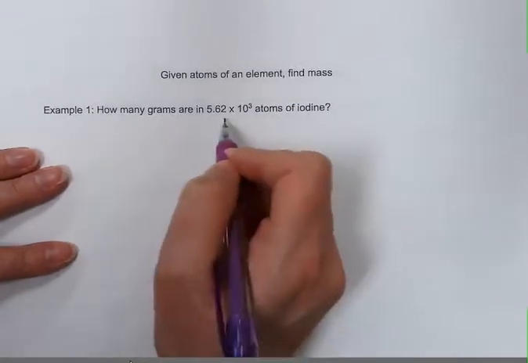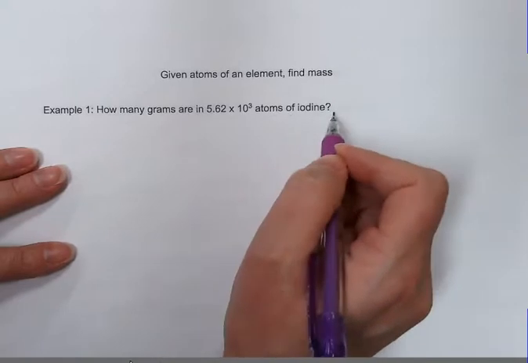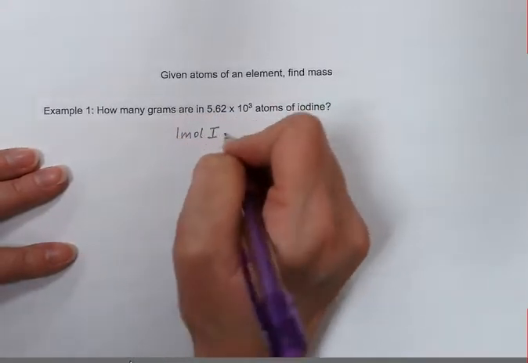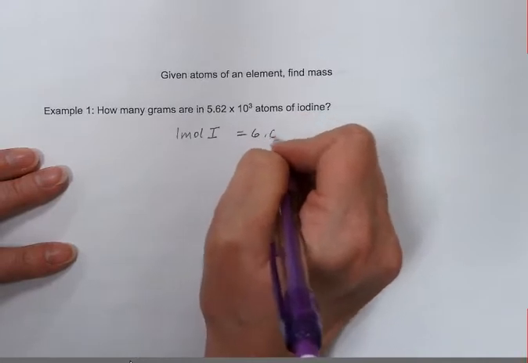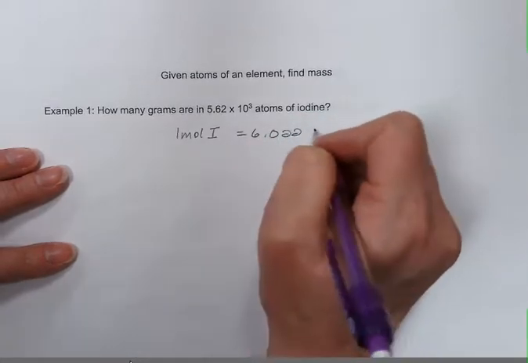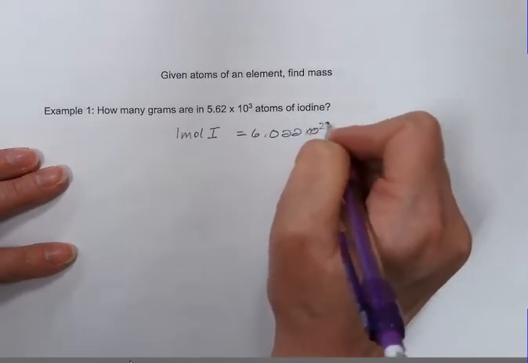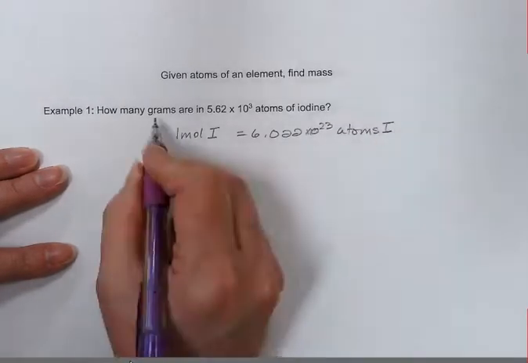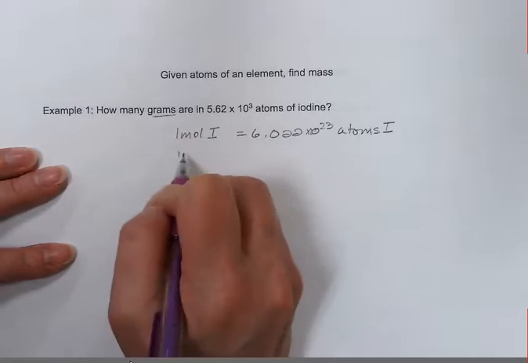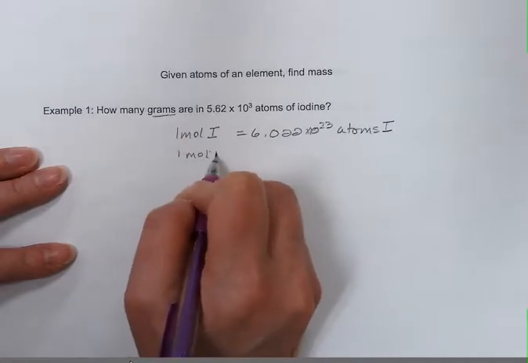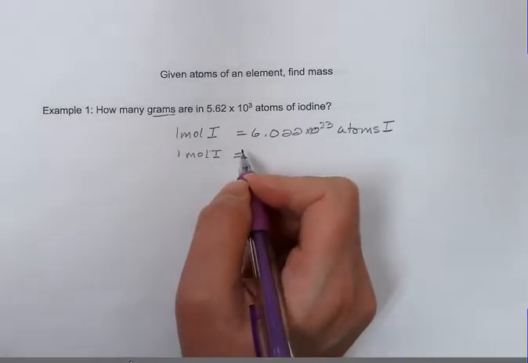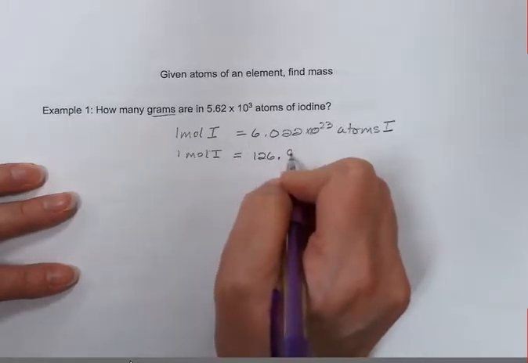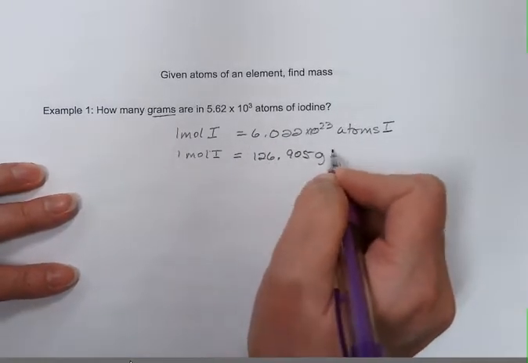Alright, so we have here 5,620 atoms of iodine. How many grams are in 5,620 atoms of iodine? Well, if you'll recall, 1 mole of iodine is equal to Avogadro's number of atoms of iodine. And since we're talking about grams, I know that 1 mole of iodine is equal to, on the periodic table, the mass, 126.905.